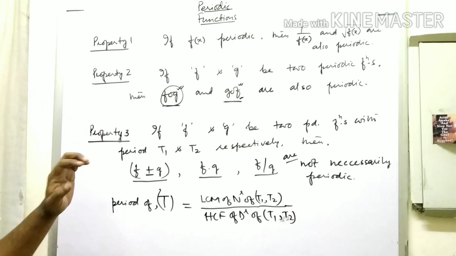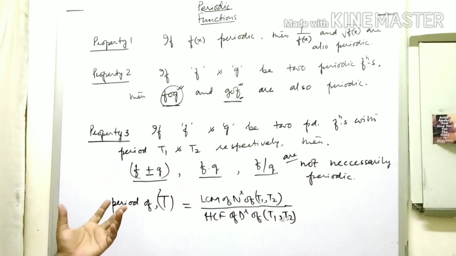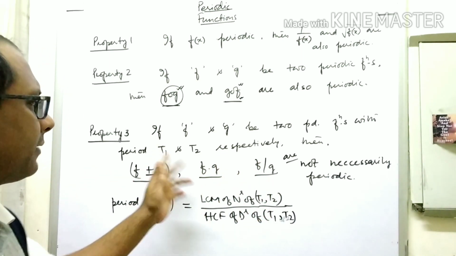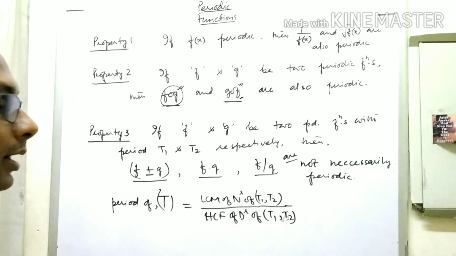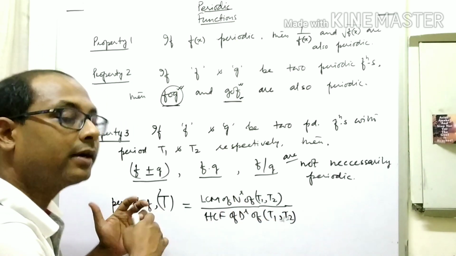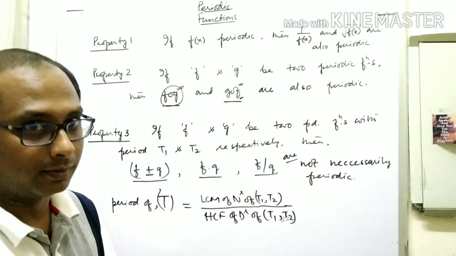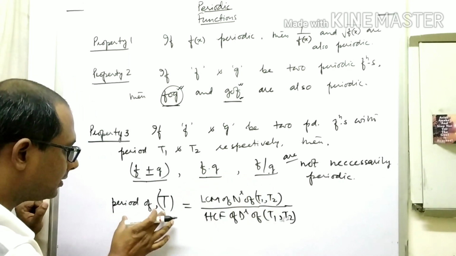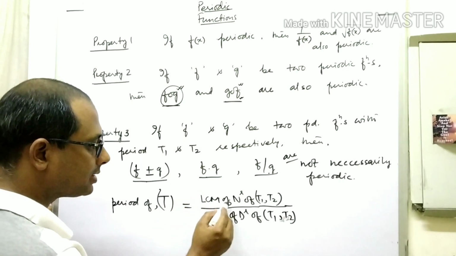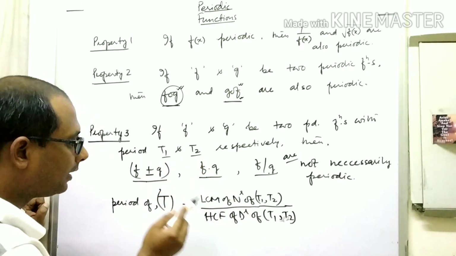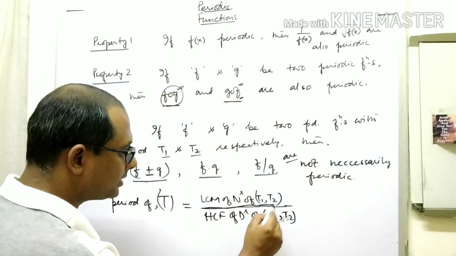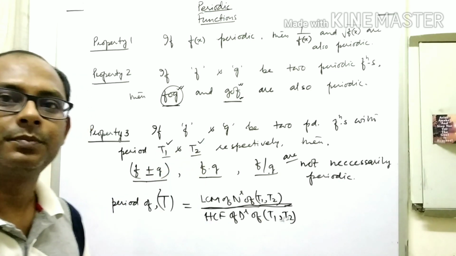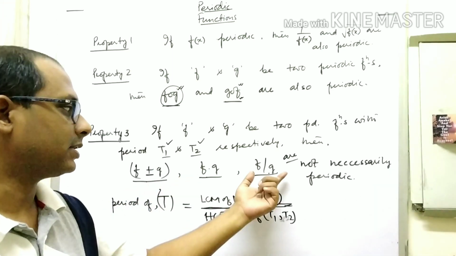I repeat this property again. This is very, very important, and we are going to use it quite many times. If f and z are two periodic functions with period t1 and t2 respectively, then f plus or minus z, f into z, f by z are not necessarily periodic. In order to check whether they are periodic or not, and if periodic, what the period is, suppose their period is t. To find t, we'll find the LCM of the numerators of t1 and t2, and divide by the HCF of the denominators of t1 and t2. That is how we'll find the period of two functions given in any of these three forms.